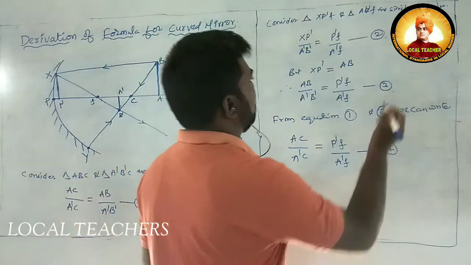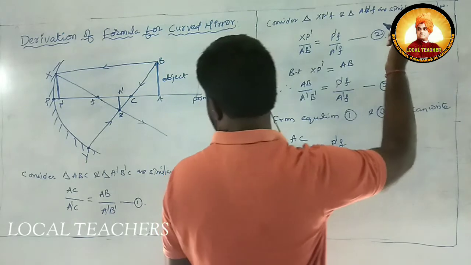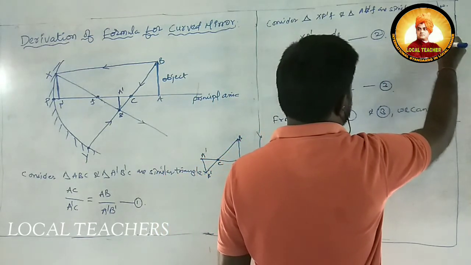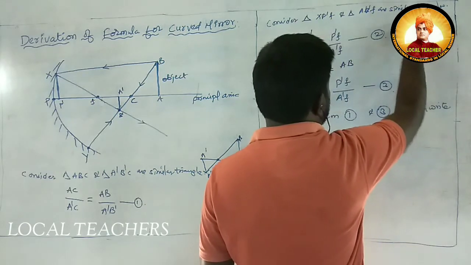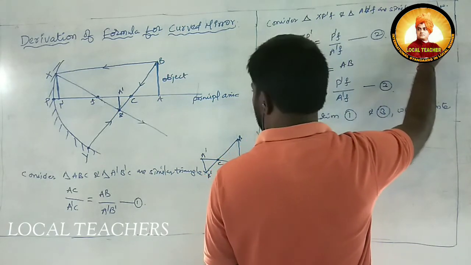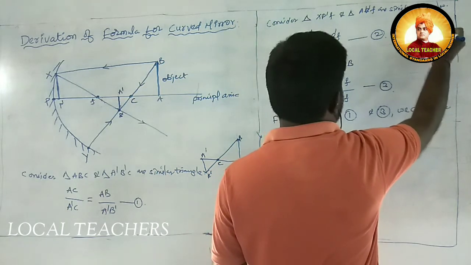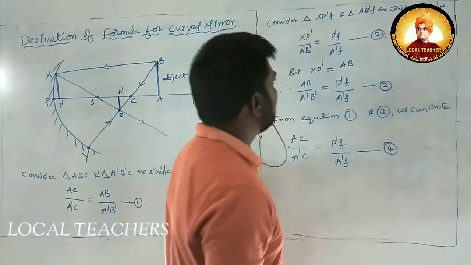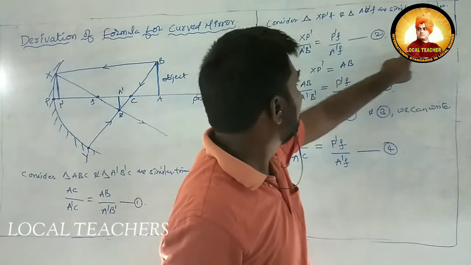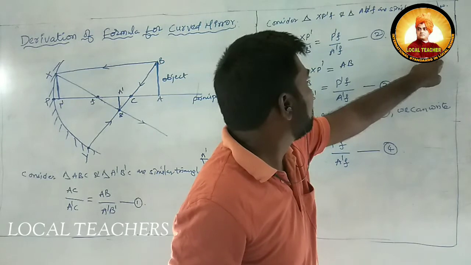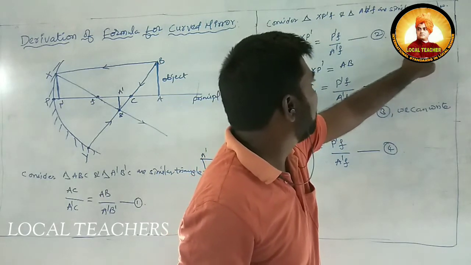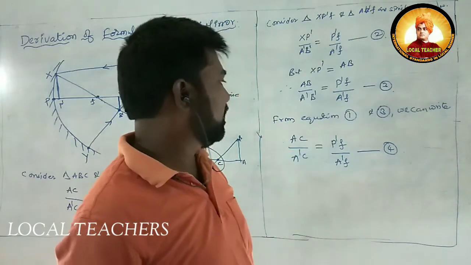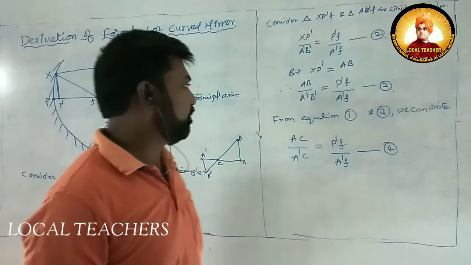Here I am drawing the triangle for easy analysis. So this is X P dash, this is F, and this is A dash B dash. See here, XP by A dash B dash equals PF by A dash F. From this finally we got equation 4.